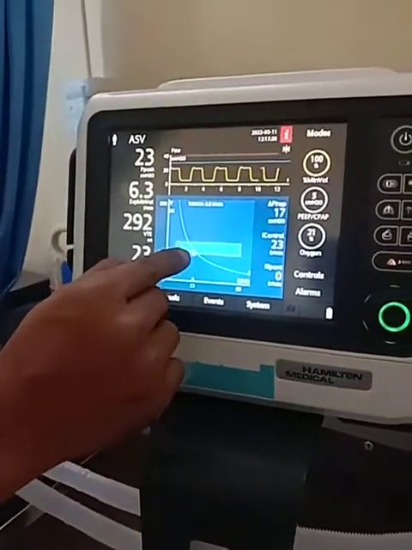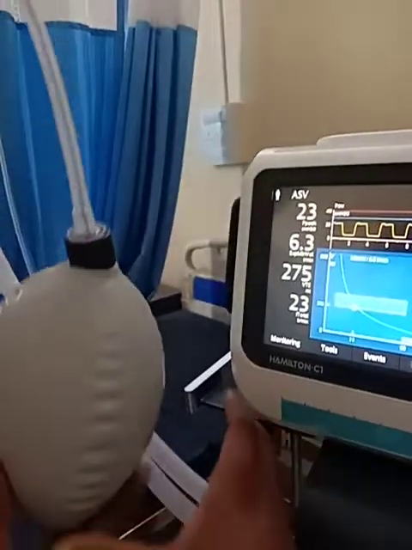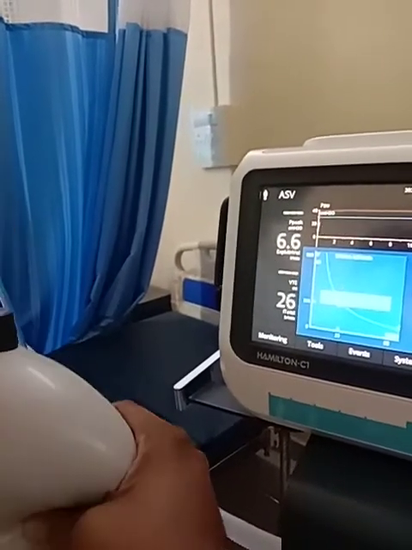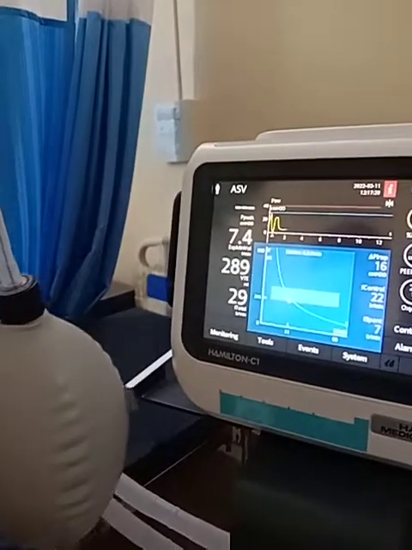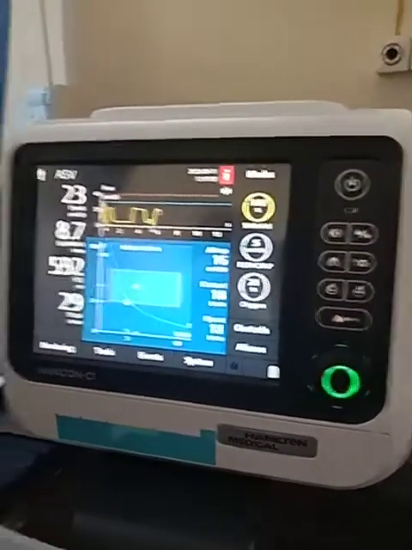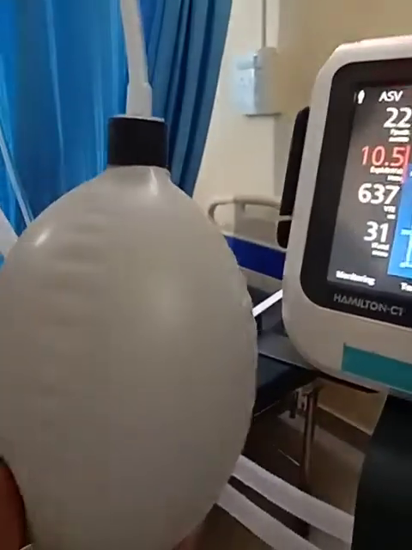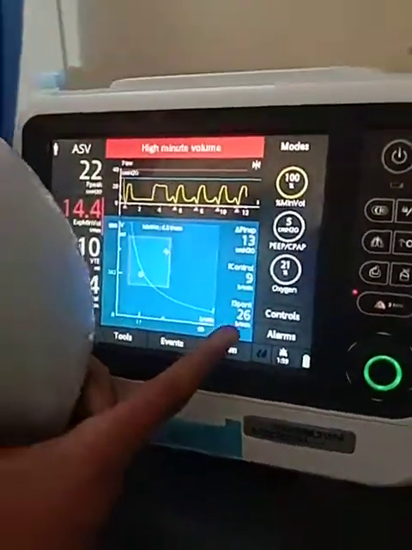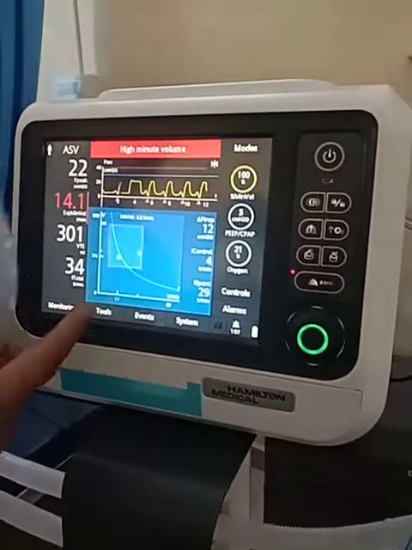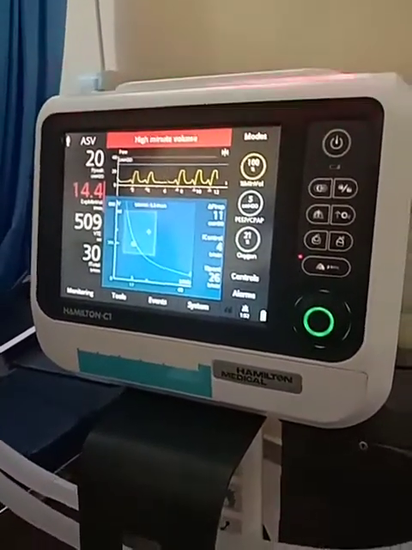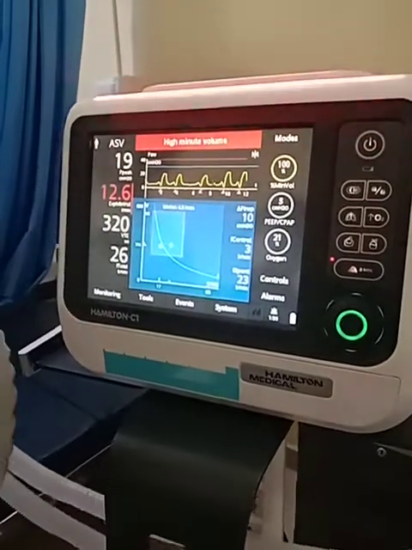The first thing is the tidal volume will go higher. It will cough now. Yes, sir. Patient is coughing now. So you can see the spontaneous has increased. Let's say I'm just simulating the patient breathing spontaneously. As you can see here, the spontaneous has increased and control is decreasing, which means the machine is allowing the patient to breathe and it is not fighting with the patient.